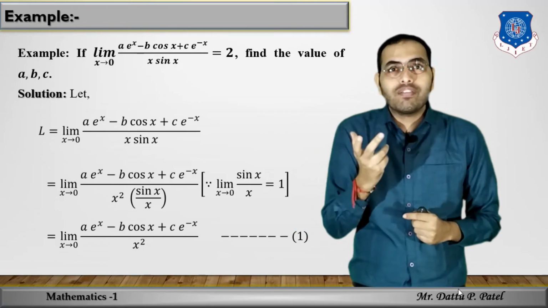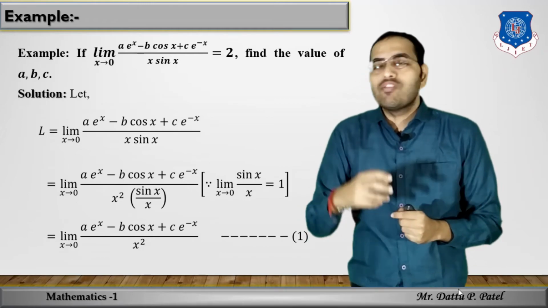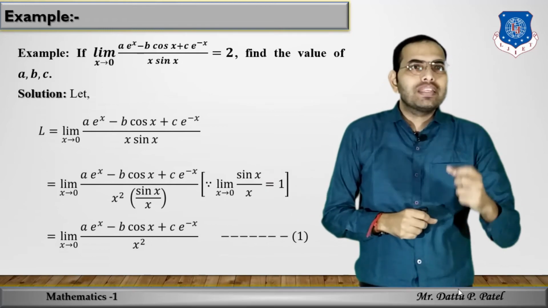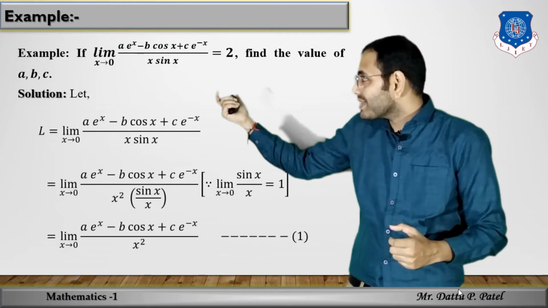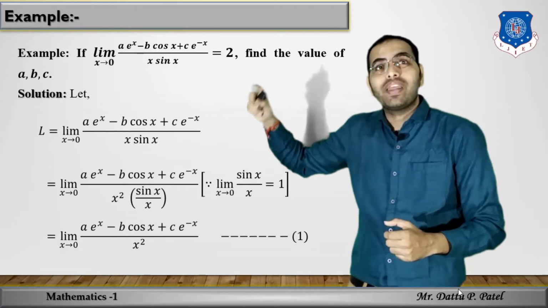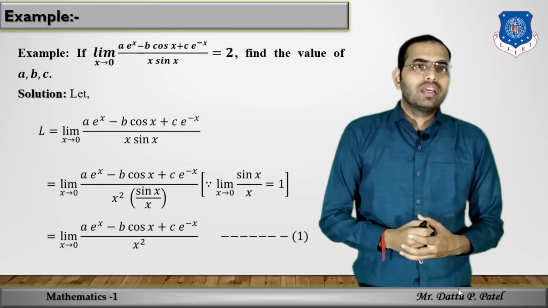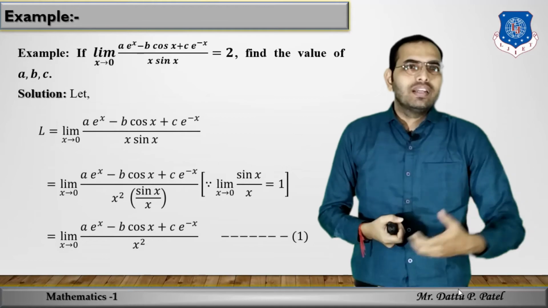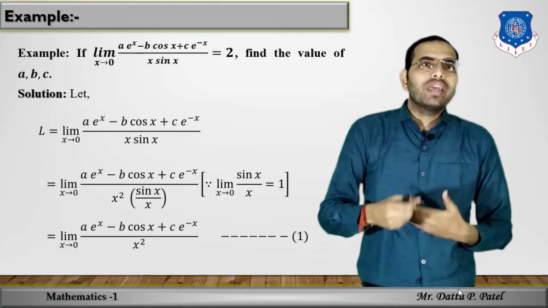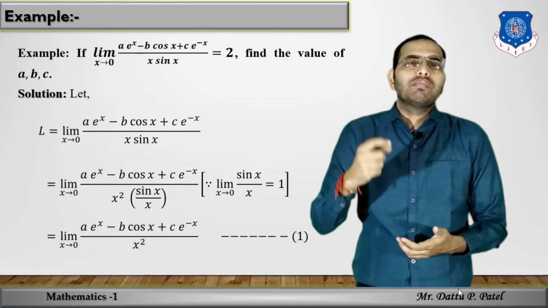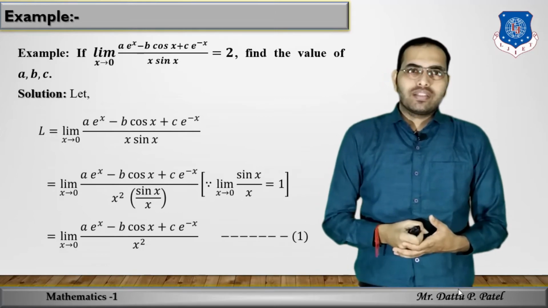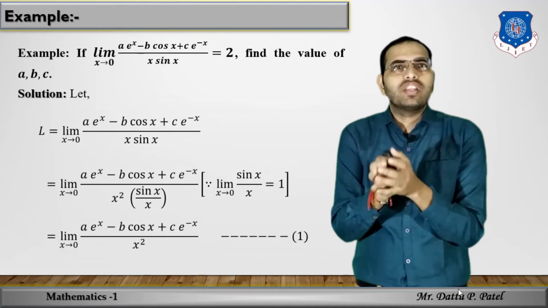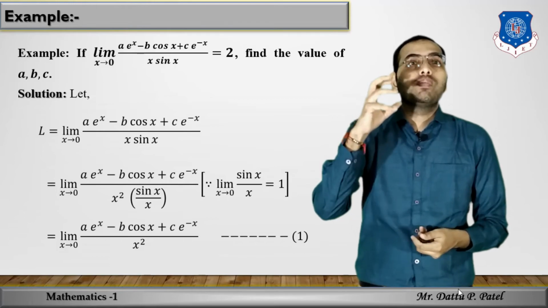Then what are the values of a, b, c for this type of example? Means we have to find the values of a, b, c, where the limit already exists and has the value 2. Now let's see. Firstly, whatever the question given, that is our L. Then L equals limit x tends to 0, (a e^x minus b cos x plus c e^(-x)) upon x sin x. Now we have the limit already given in the question, that is 2. Then we have to find the values of a, b, c.